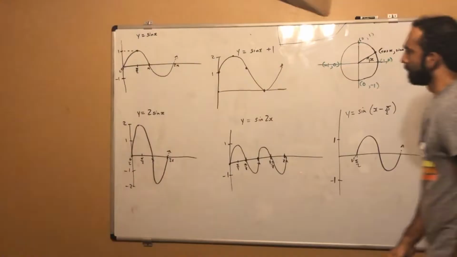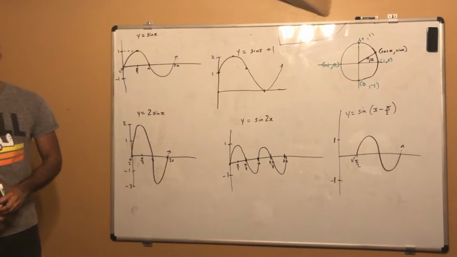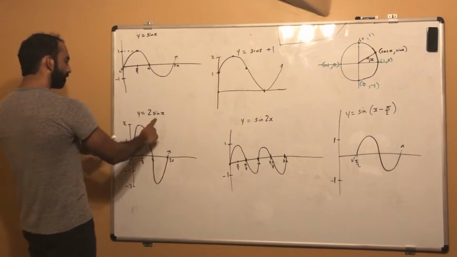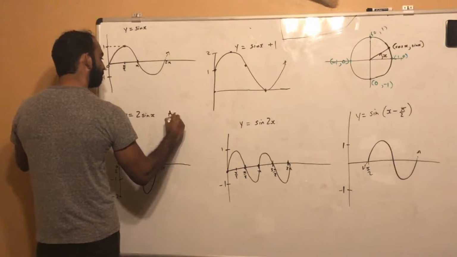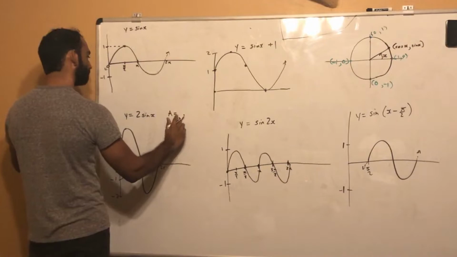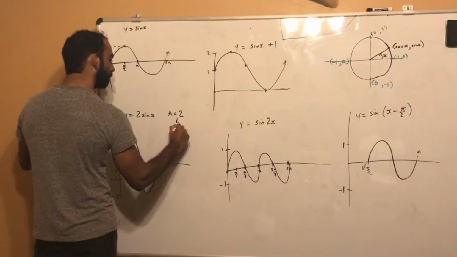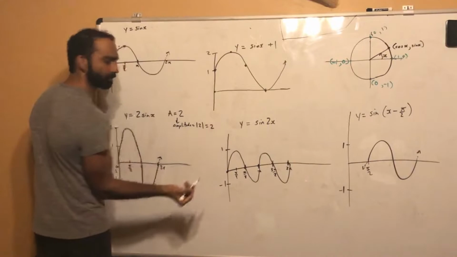All right, now just to get some familiarity with these A, B, C, and D values, those are the graphs of these things. So for example, for this thing, y is equal to 2 sine of x, what's my A value? 2. Yeah. A, we define that to be 2. So the amplitude is the absolute value of 2. Or just 2.